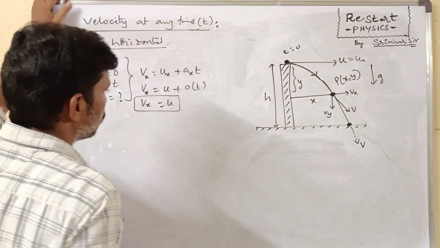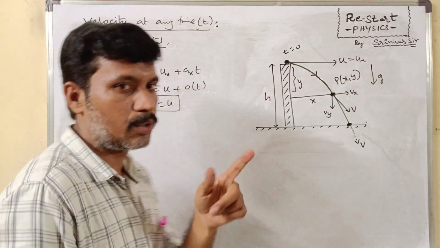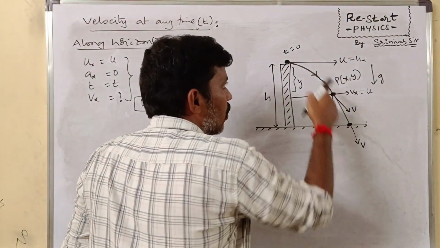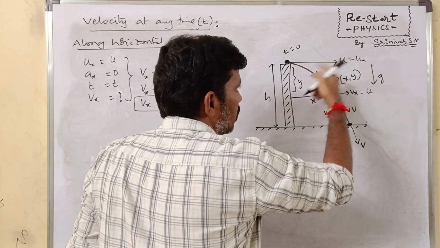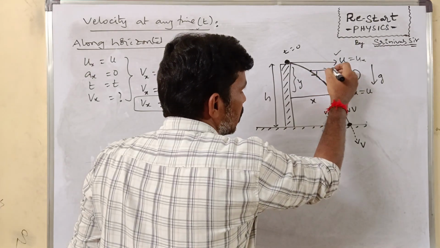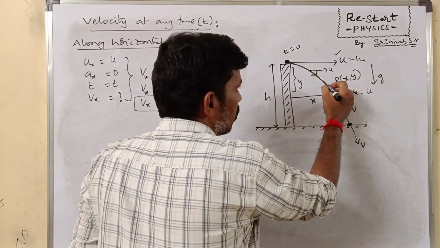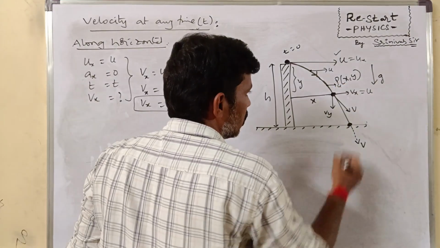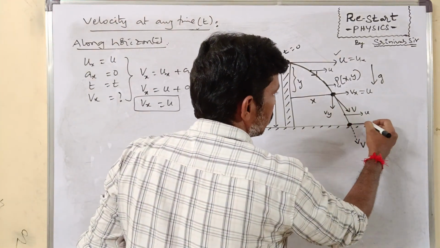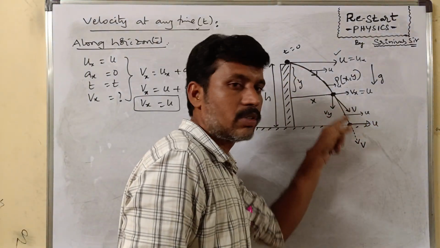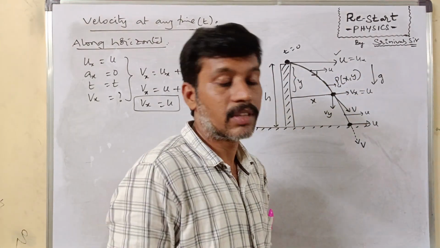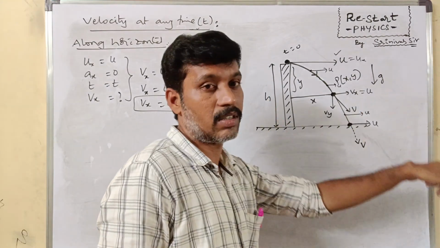You understood one thing: Vx is equal to u at any time. That means the horizontal component of the initial velocity is u at this place, at this place also u only, and here also u only. Throughout the journey, the horizontal component of velocity is fixed. In an oblique projectile, u cos theta is fixed throughout the journey.